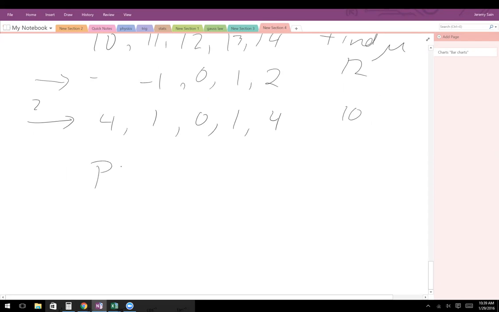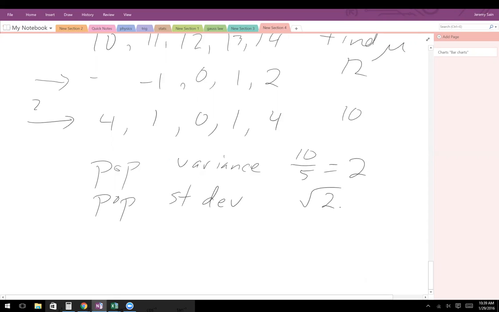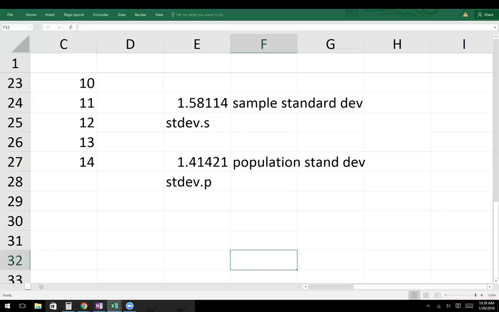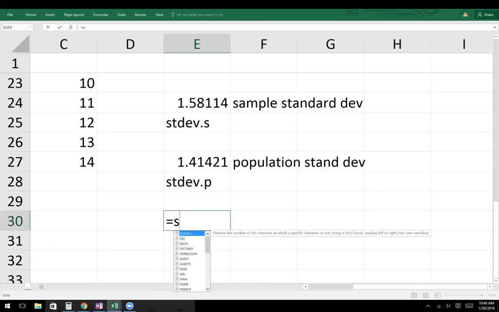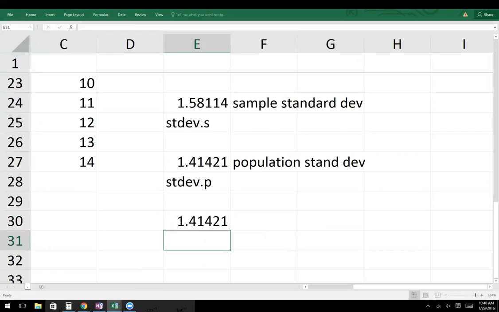All right. So now this is the difference between population and sample. Population variance is just straight up averaging these. 10 over 5 is 2. Either way, standard deviation is just the square root of variance. So it's the square root of 2, which is 1.414. So that's how it got that number.